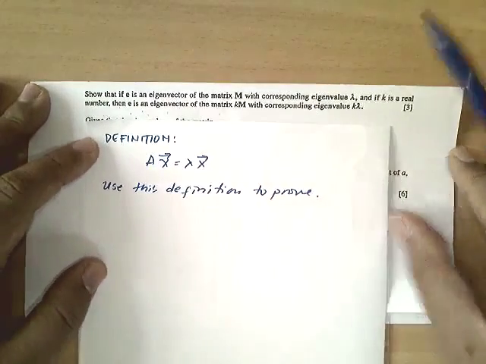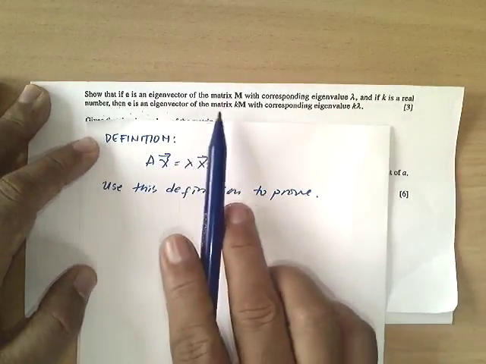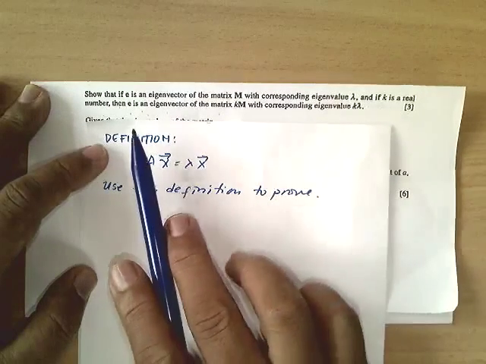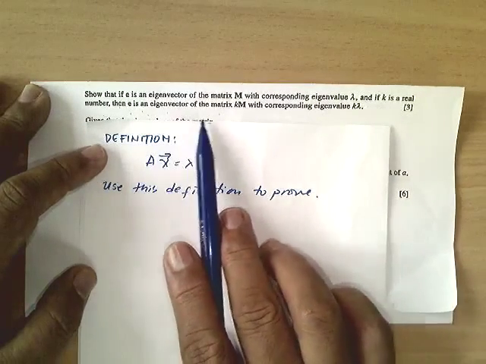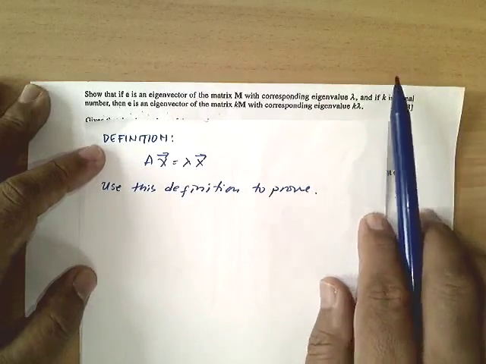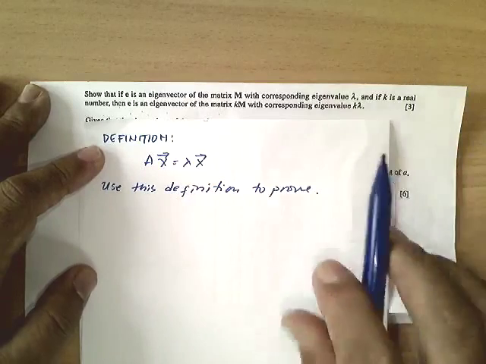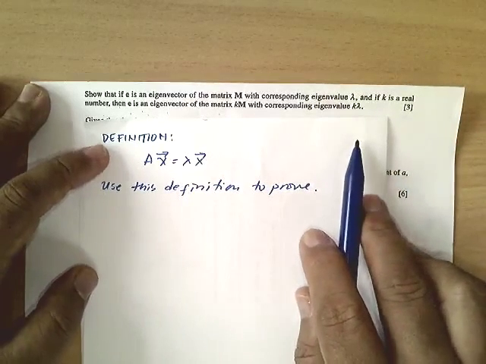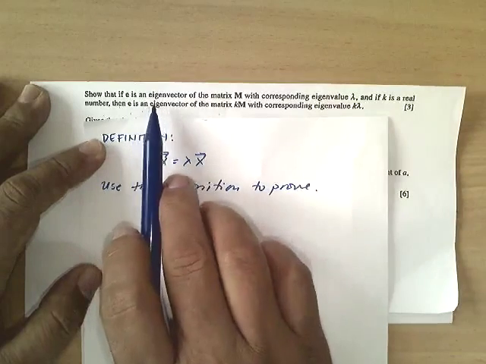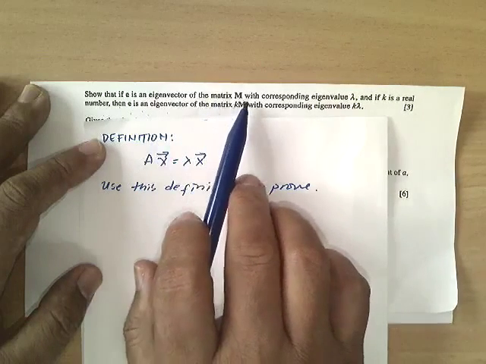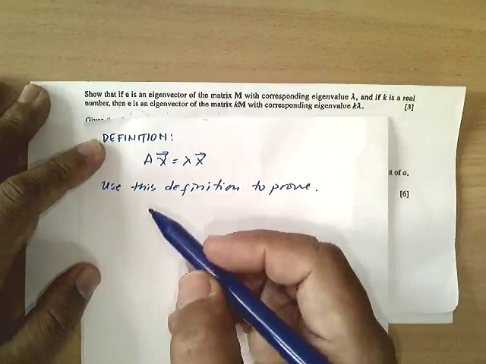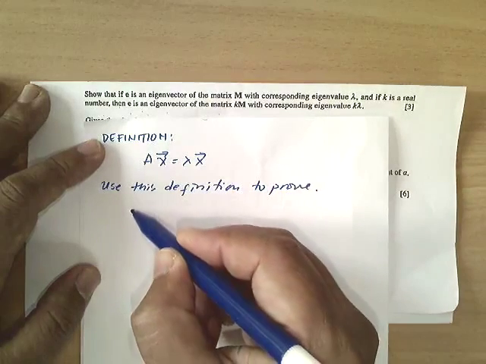Show that if E is an eigenvector of the matrix M with corresponding eigenvalue lambda, and if K is a real number, then E is an eigenvector of the matrix KM with corresponding eigenvalue K lambda. What we're going to do is simply analyze this line by line. It says show that if E is an eigenvector of the matrix M with corresponding eigenvalue lambda, and we're going to write it as a definition.